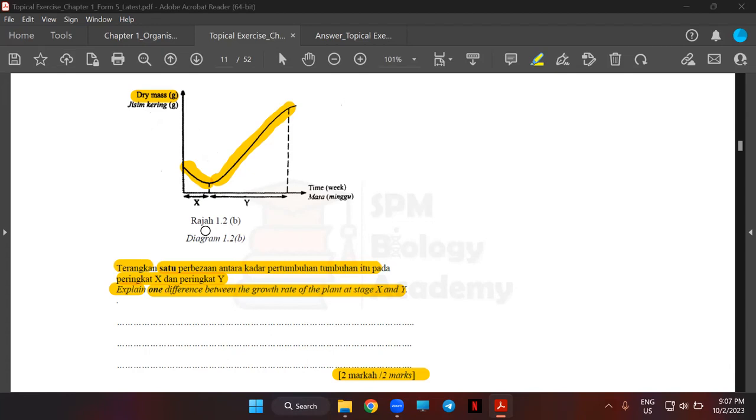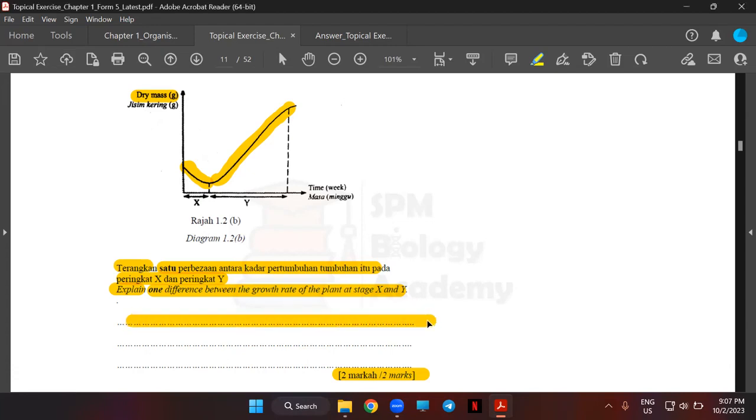Dinesh Kumar, jisim kering menurun. Soalan bukan tanya pasal jisim kering. Soalan tanya pasal growth rate, kadar pertumbuhan. Dinesh Kumar. Jangan tulis pasal jisim kering. Tulis pasal soalan minta apa? Kadar pertumbuhan. Careful.